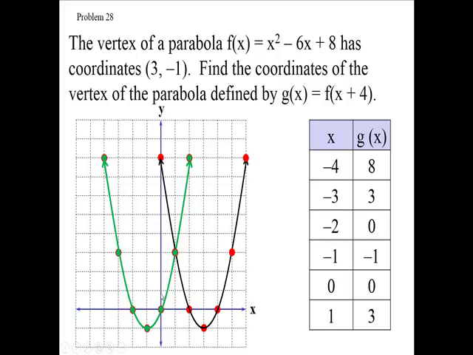Negative 4, 8. Let's start at 0. Count it with me. 1, 2, 3, 4. Go up 8. Negative 3, 3. We're going 3 to the left. 1, 2, 3, and up 3. Negative 2, zeros right here. Your vertex is at negative 1, negative 1. Then you have your 0, 0. You have your 1, 3. And you'll have a 2 and an 8.